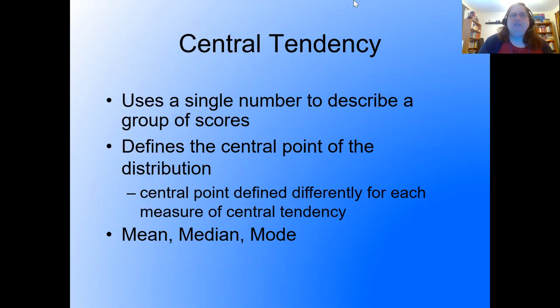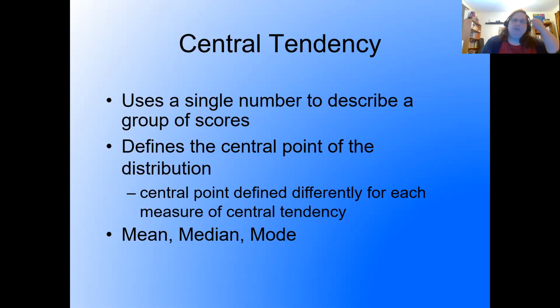Okay, so now let's press on into measures of central tendency. We're formally getting into our descriptive statistics a little more, and we're going to talk about central tendency. Central tendency is where we use a single number to describe a group of scores. It defines the central point of the distribution. However, different ways of measuring the central point exist, and the central point is defined differently for each measure of central tendency. The measures of central tendency we're going to discuss are the mean, median, and mode.